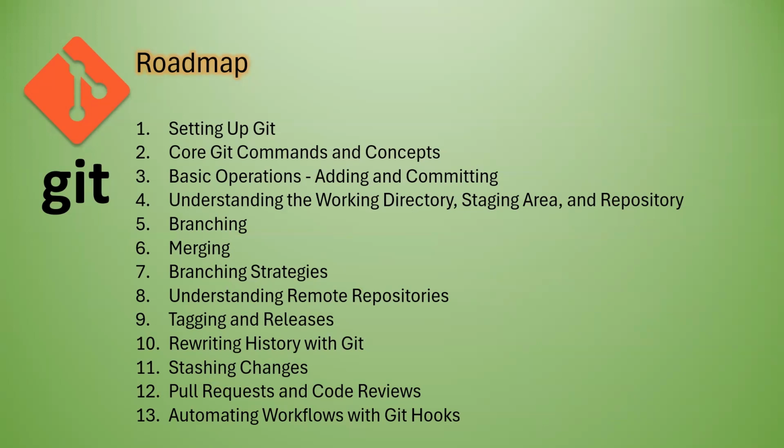So starting with the roadmap, we are going to see how to set up Git, where we can see Git in our application and what it does to our repository, and core Git commands and concepts, basic operations such as adding a file to the repository, committing to the local repository, pushing to the remote repository, and so on. Then we will be seeing the working directory, staging area, repository. If you understand these three concepts, then you will have a clear idea of the commands we are using. Obviously, branching is the very main one.